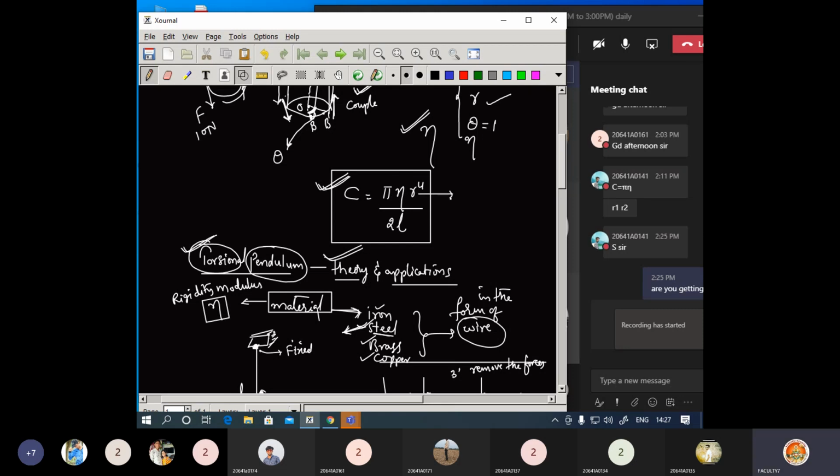So what is r here? r is the radius of the cylinder or wire. Next, what is l here? l is the length of the wire or cylinder, whatever you are considering. Now what is eta? Eta is the rigidity modulus.